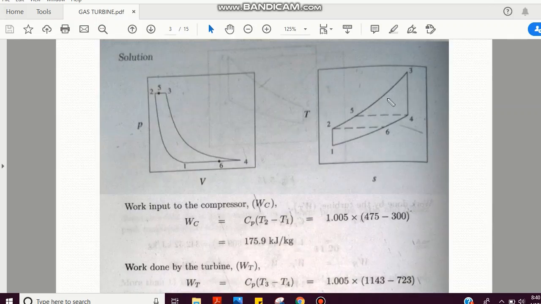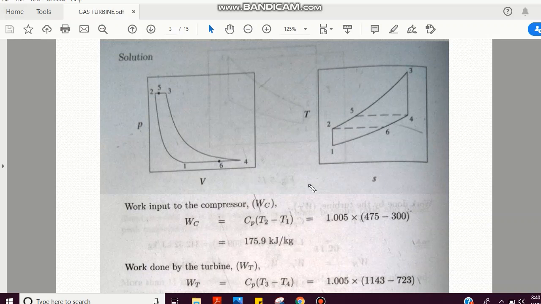So as you can see in this diagram, this is a PV diagram and this one is the TS diagram. In the PV diagram you can see 1 to 2 is the compression process, 2 to 5 is the heat exchanger process and 5 to 3 is the heat input, then 3 to 4 is again the turbine and 4 to 6 is the heat exchanger process for flue gas and 6 to 1 is the exhaust.